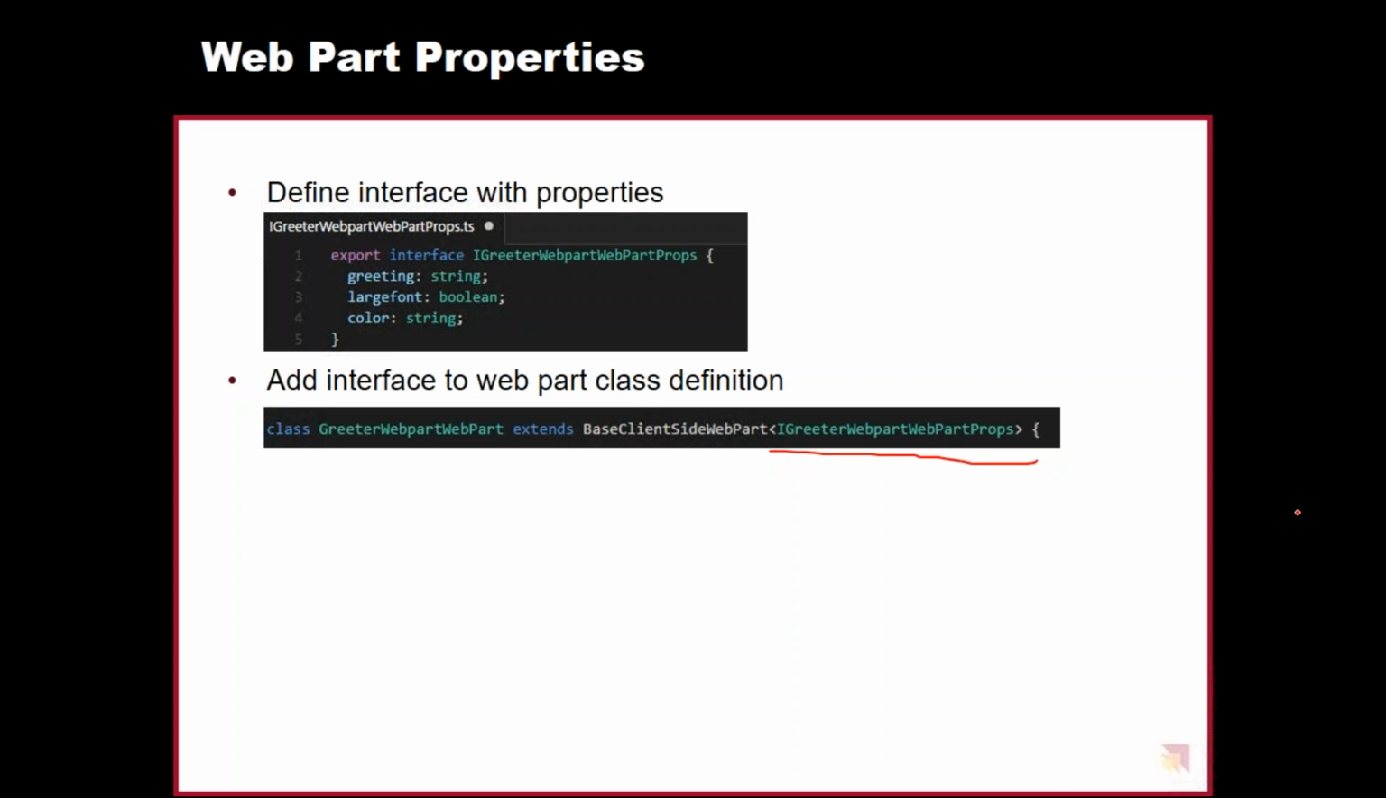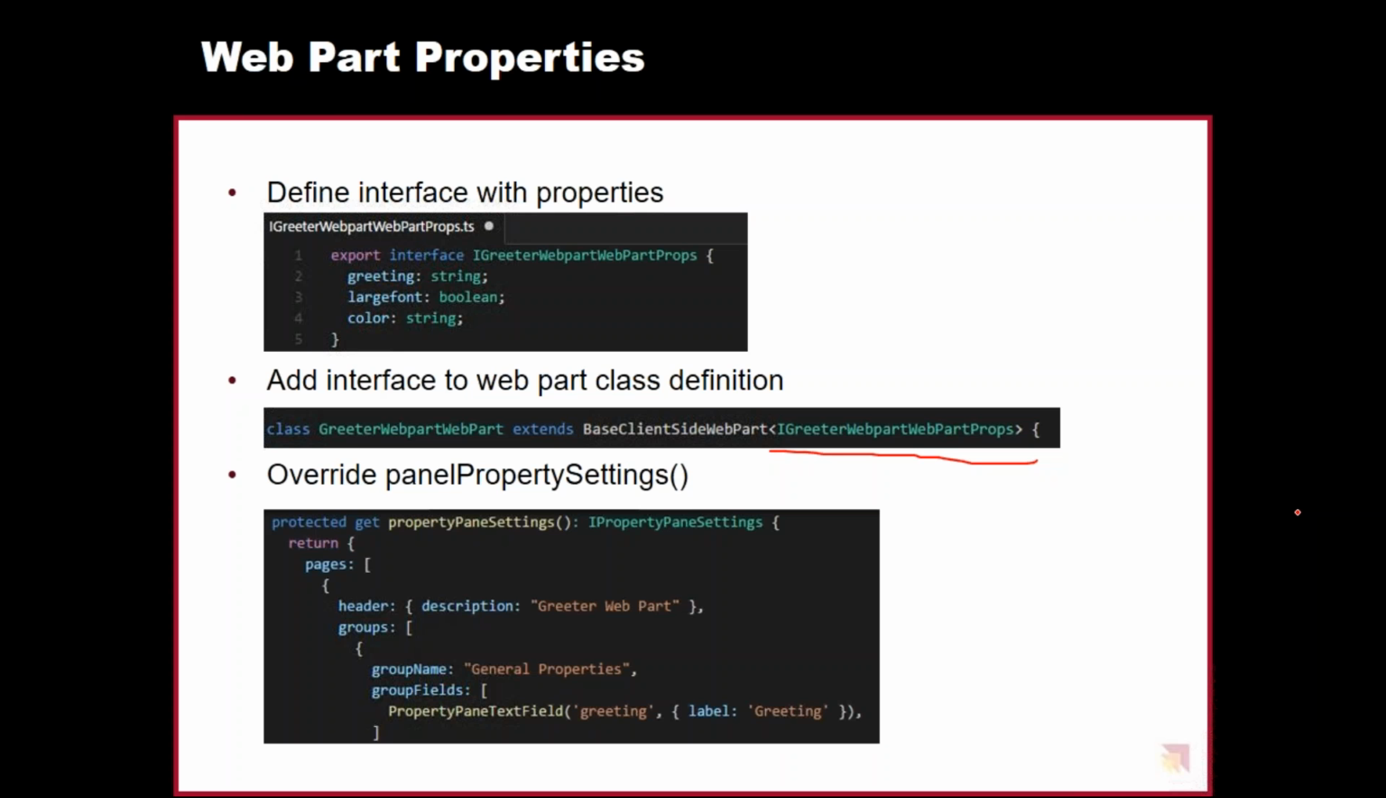And then you're going to have properties behind your web part. What's a little bit strange is it's not a class that implements it. It's an interface. But once you pass that interface, there's code that's able to determine what properties we should have inside there. And then the next thing that you need to do is implement the property panel settings.